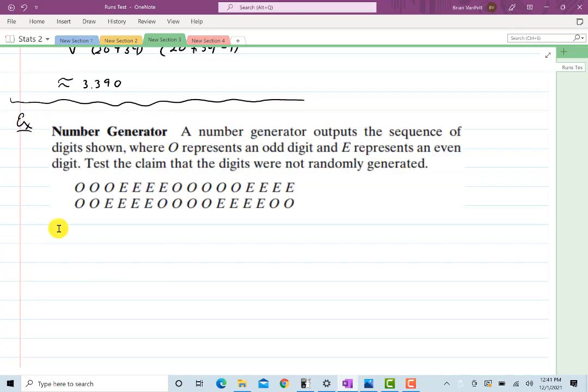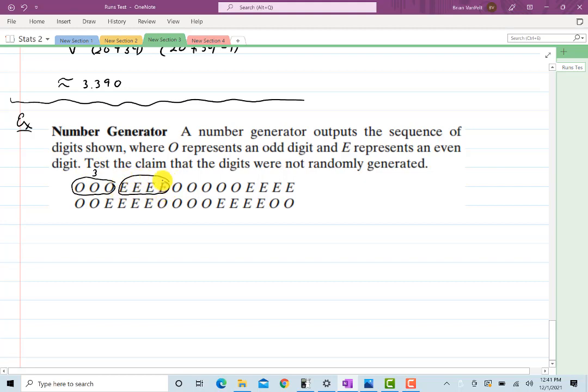All right, here's another example. This time we are looking at a number generator that outputs digits, and we're concerned with whether they are even or odd digits. So let me count the runs and the number of items in the runs. Starting with the O's, that has 3 items. Then the E's has 4 items. These O's, how many are in there? There's 5 of them in there. 4 E's, there's another one. 2 O's. So I'm marking down the length of each of these runs.